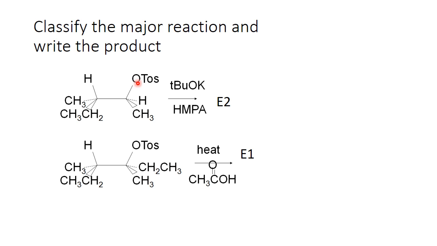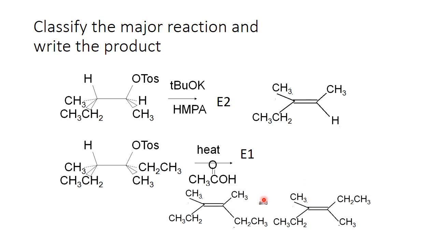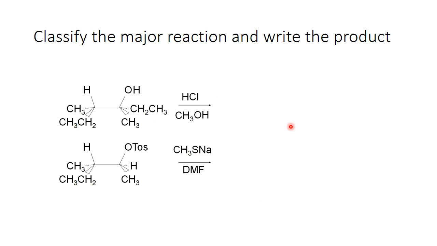So now this is an E2 reaction. So to figure out the compound, I have to have the anti-periplanar arrangement. So I rotate this around, and that's going to put the methyl back and the hydrogen forward, and that gives this compound. If I look at this compound, it doesn't matter which way it goes. You're going to get two compounds because, after the tosyl group leaves and puts a positive charge here, rotation can occur, and so you're going to have flip-flopping of the methyl and the ethyl group.